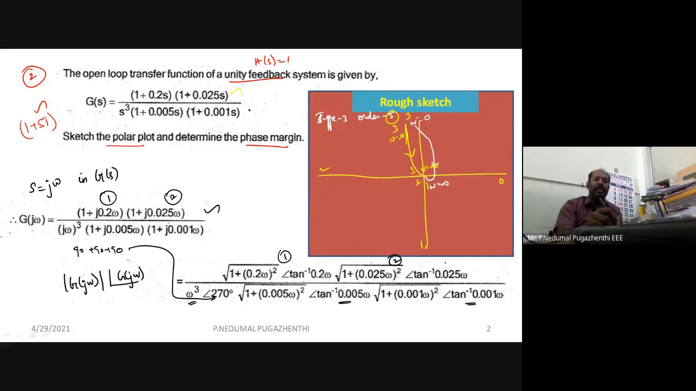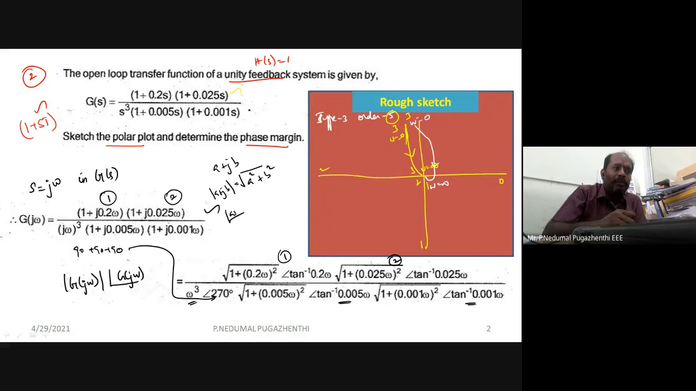Any doubts in writing this particular equation in magnitude and angle form? Do you have any doubts? Please ask me now. I will try to explain. Very simple. As yesterday we have mentioned, if you have something like a plus jb, then the magnitude is going to be square root of the real part squared plus the imaginary part squared. That is your magnitude, and the angle of a plus jb can be written as tan inverse of imaginary by real. So if you adopt the same method, you will get this.